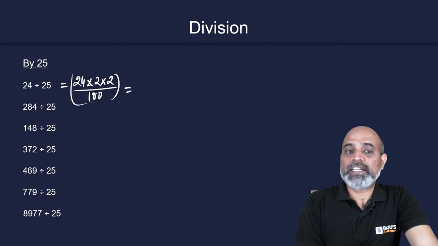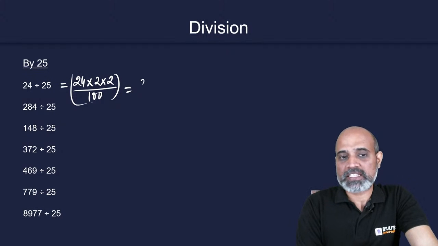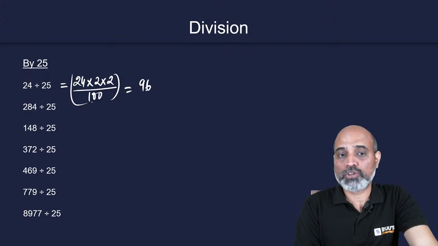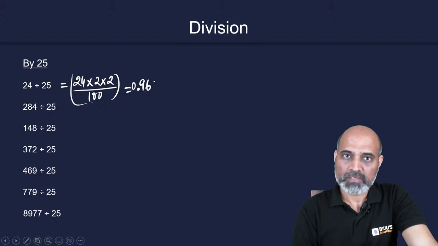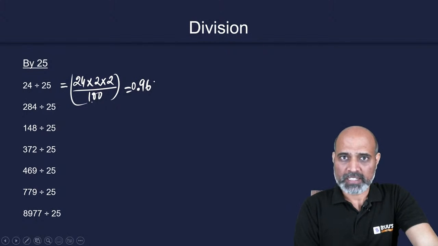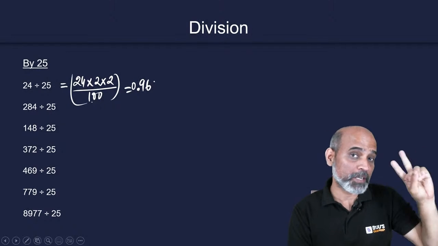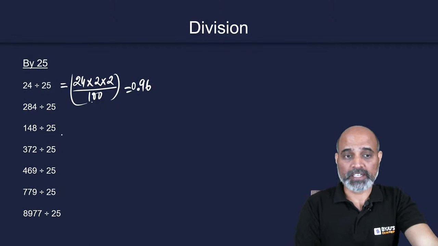So double of 24 is 48, double of 48 is 96, so you have a 96. Because of 100, you're going to put the decimal point after 2 places from the right. I hope everybody knows here that division by 100 simply means the decimal point should shift towards the left-hand side by 2 places. Alright.